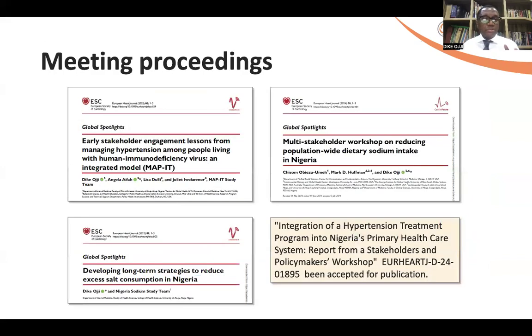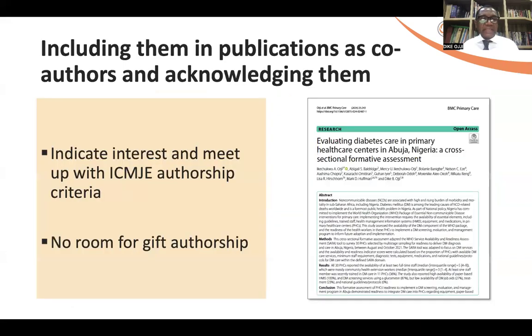We have also published our meeting proceedings, and we found the European Heart Journal, Cardiopulse, a very good place to do this around managing hypertension in persons living with HIV, around our sodium studies, even around our hypertension treatment in Nigerian study. And in engaging policymakers, we have also tried to include them in publications as co-authors and acknowledging them. However, they have to indicate interest and meet up with the ICMJE authorship criteria. There is no room for gift authorship.